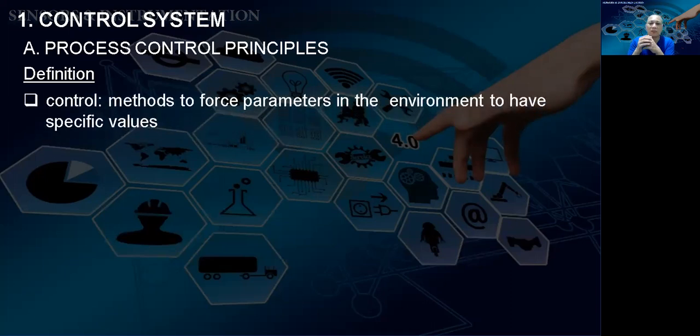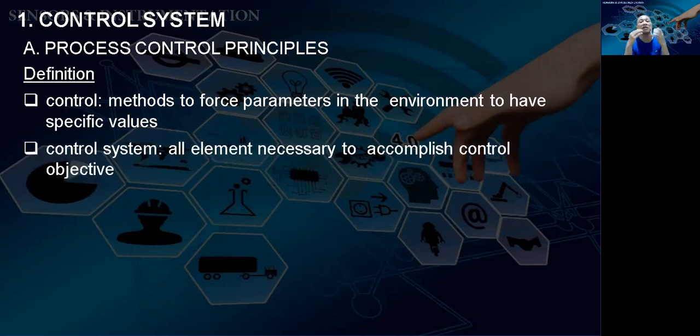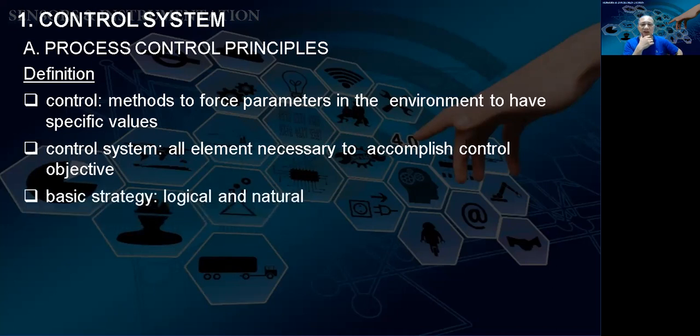Let's look at the definition of process control. So what is control? It is a method to force parameters in the environment to have specific values or a specific range of values, I would say, because you can also force those parameters to float or fluctuate within some range. That's control. And control system is all elements which are necessary to accomplish that control objective. Whatever your control objective is, the whole system is there to support that. And then the basic strategy is logical and natural. We are using our logical knowledge on that, and natural in the way that we want it to run automatically, so it will just do it as it is commanded.